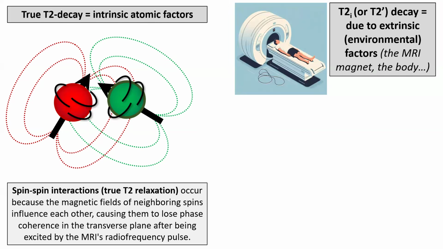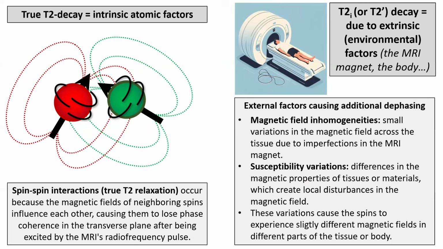And then we have extrinsic factors, which have nothing to do with the fact that spins are located next to each other and will influence each other. No, this is caused by factors located at the level of the magnet, at the level of the MRI machine, or at the level of the body. And what exactly are those? Well, first of all, we always assume that the external magnetic field generated by the MRI is like this perfectly uniform magnetic field, but that's simply not true.